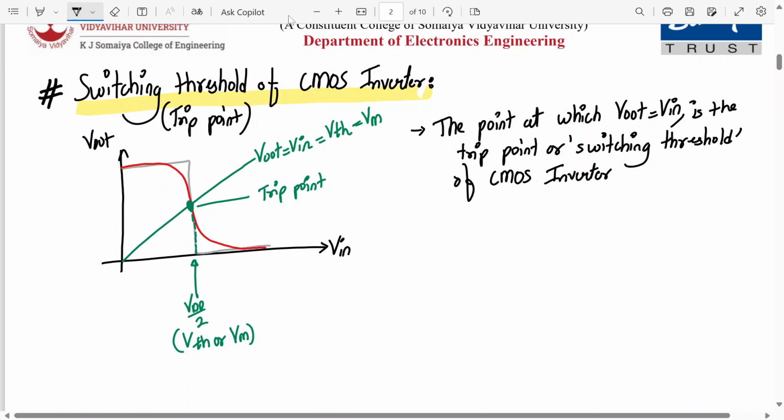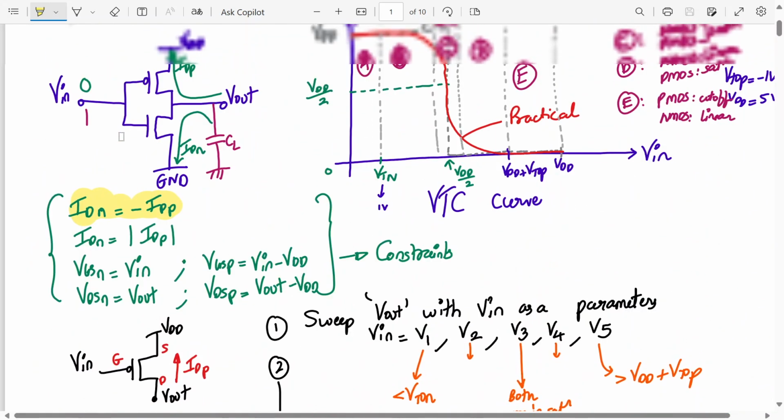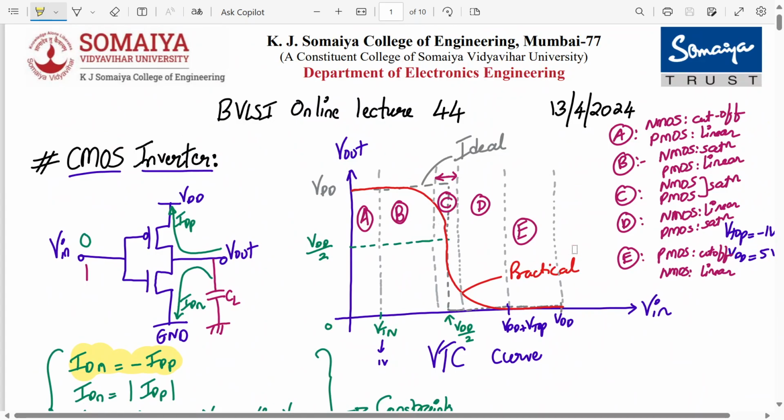Yeah, so let's write the first point. We will assume both NMOS and PMOS are in saturation over here. This is region number C from the curve, and we are deriving the expression for VTH voltage or VM voltage, the switching threshold or trip point in region number C. So in region C of the graph, both NMOS and PMOS are in saturation.